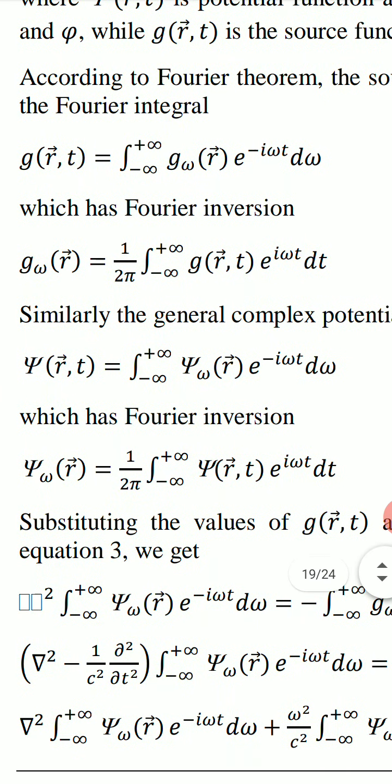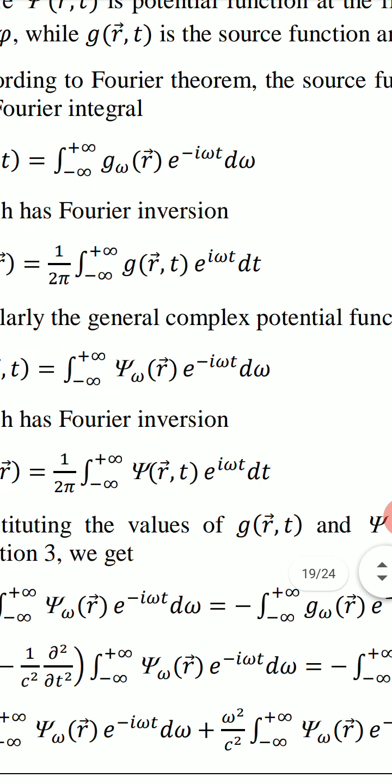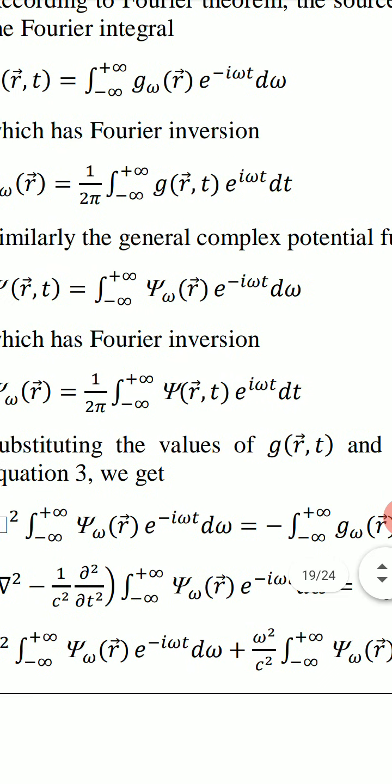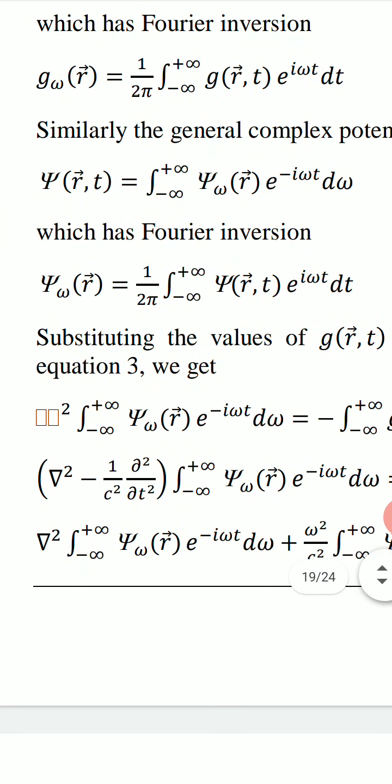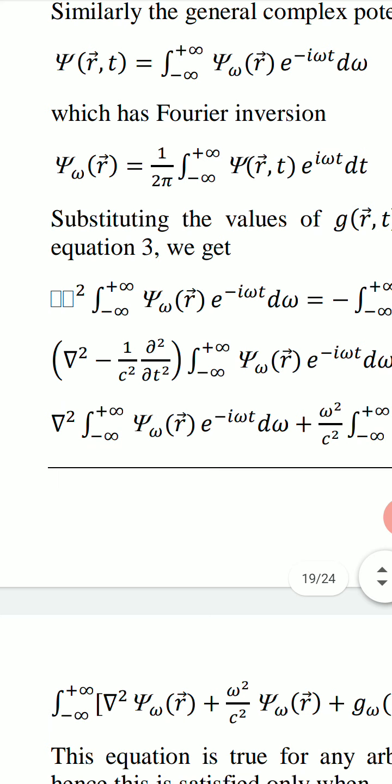Now we have D'Alembertian, and for psi(r,t) we write integral psi(omega,r) e to the power minus i omega t d omega, and equal to it is minus g(r,t), and for g(r,t) we write integral G(omega,r) e to the power minus i omega t d omega. Now the D'Alembertian can be written as this quantity inside the bracket, that is del square minus 1 upon c square d2 by dt square.